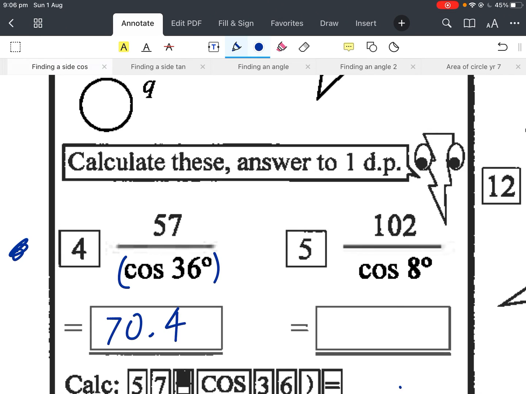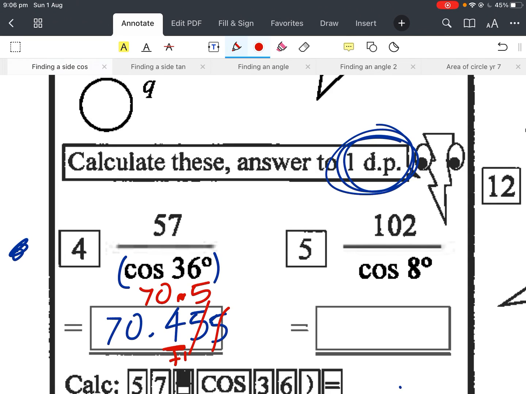70.455. But my question says I only need to round it to one decimal place. So let's go over that. That means I'm going to keep the 4 and not those 5s. But a 5 means in the rounding rules that I must add 1 to the 4. So my answer actually becomes 70.5.